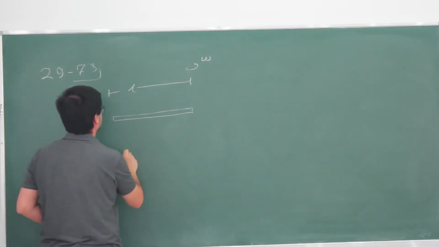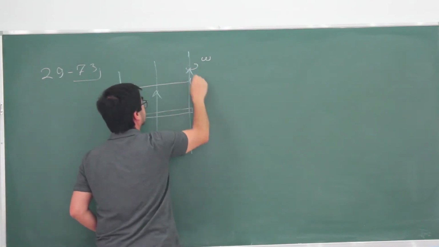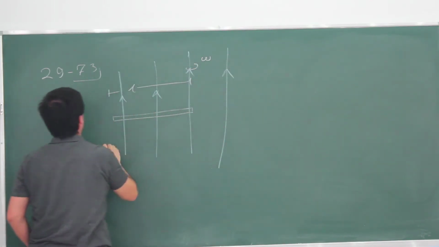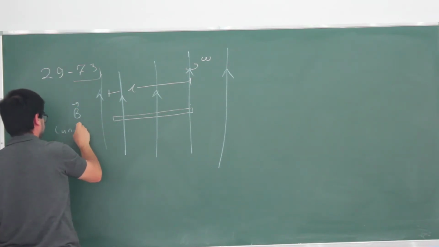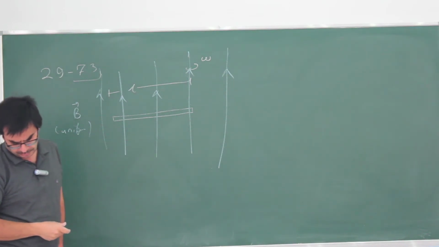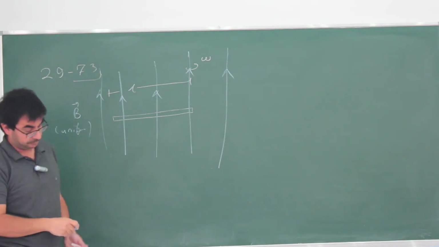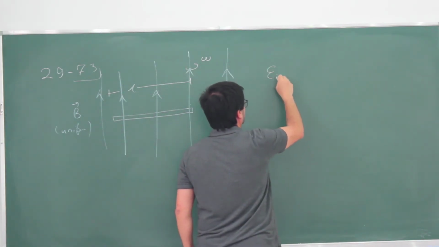So we have some magnetic field that is uniform. It's just magnetic field everywhere. It's B. This is uniform, and it's parallel to the rotation axis of this rod. Determine the EMF developed by the ends of the rod. Right. So they're asking for the induced EMF.